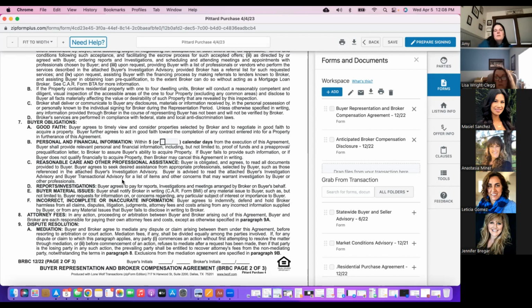Perfect. Also know that in the buyer investigation advisory that we're going to go over here in a minute, it lists some of the types of inspections that you can have on a property. And I recommend that you read through and familiarize yourself with that, as well as what we call the statewide buyer and seller advisory that I'm going to give you a copy of as well. Right? So read through that, understand what's going to happen in the transaction, that you're going to pay for any reports or investigations. Right? And that you're going to make me aware of any concerns that you might have regarding the property. Right? So those are the buyer obligations.